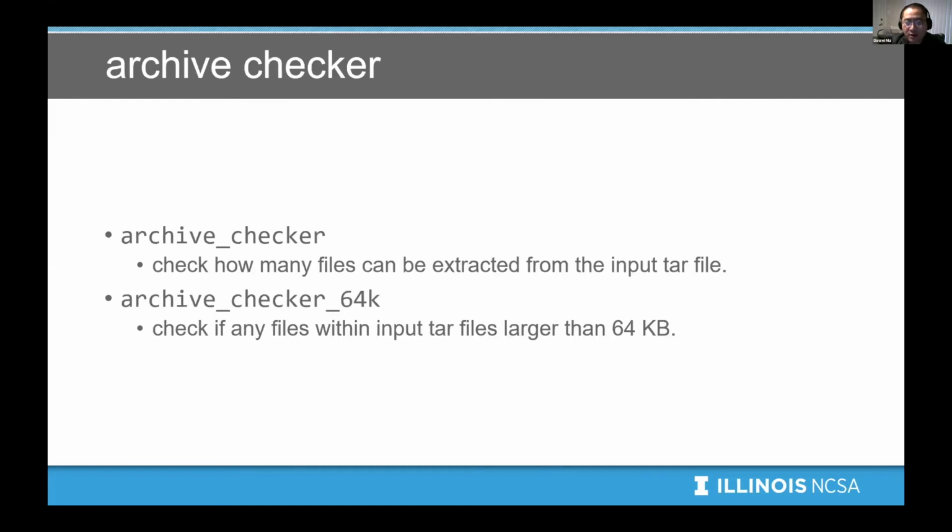The archive checker is used for our users to check how many files are actually within the archive and how many files are larger than 64 KB. If the files are all smaller than 64K, we can use the compactor packer. If the files are larger than 64K, we have a shredder compactor for this type of data.